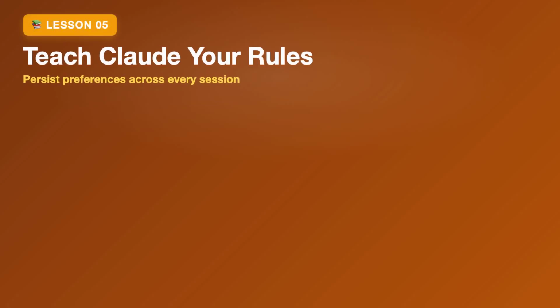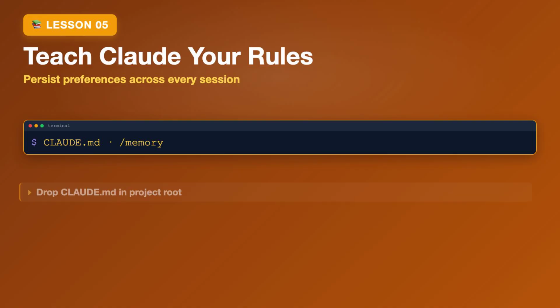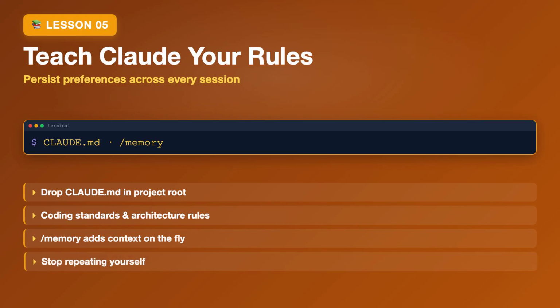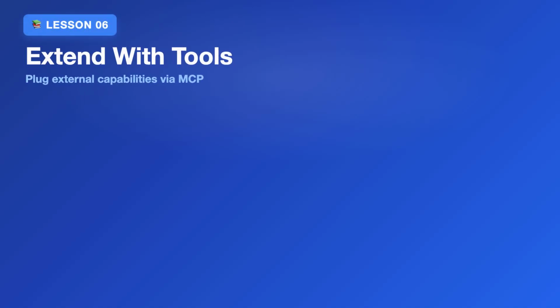Lesson 5. Teach Claude your rules. Drop a claude.md file in your project root, and Claude reads it on every session. Coding standards, architecture decisions, project context, personal preferences. You can also use /memory to add things on the fly. Once you write your rules down, Claude follows them every single time. No more repeating yourself.